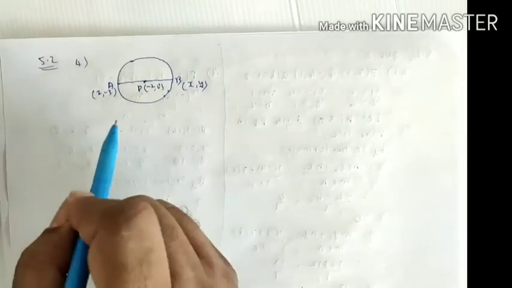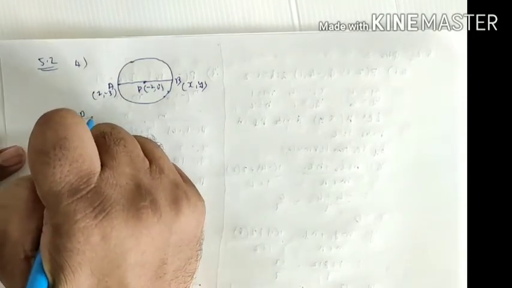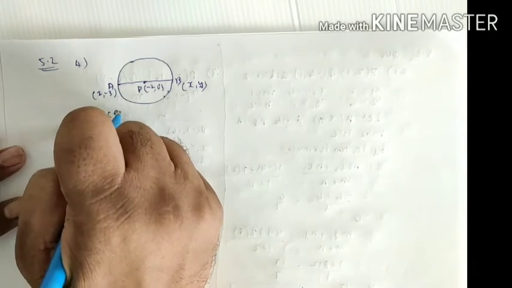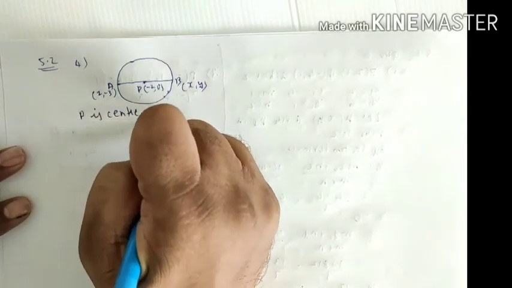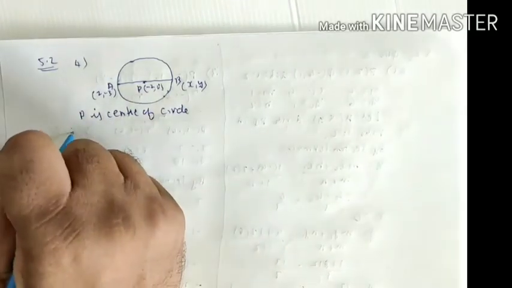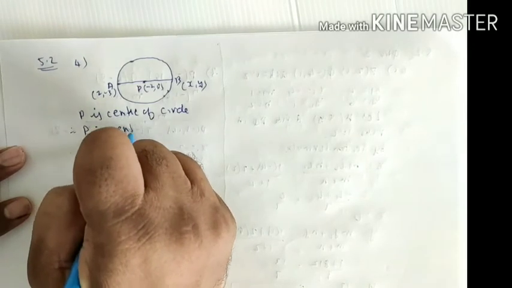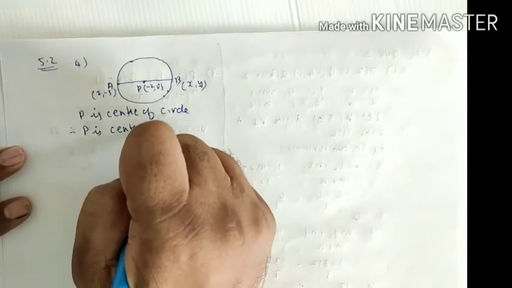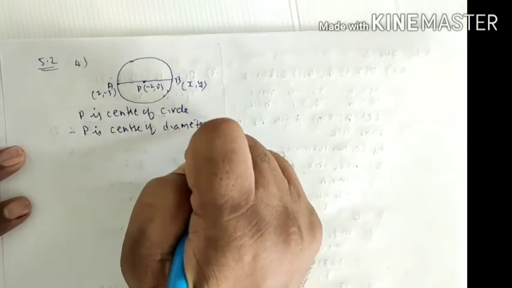Now here first step we shall write down: P is the center of the circle, therefore P is the center of diameter AB.